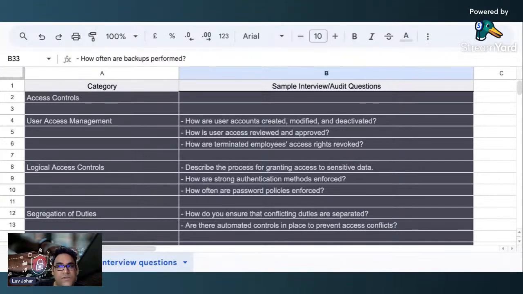But of course, this is a good starting point for all of you out there who are trying to learn about ITGC.